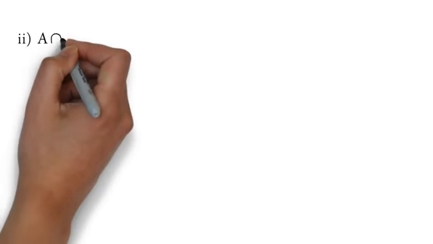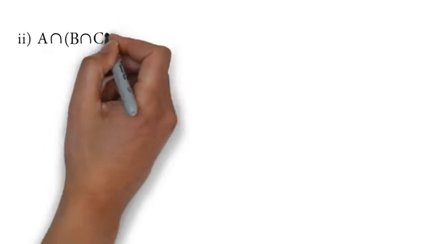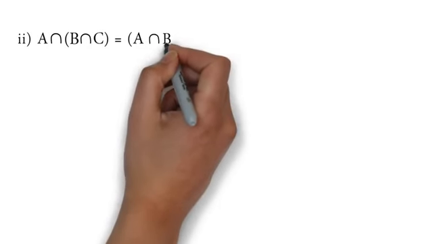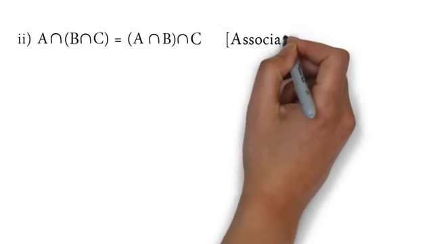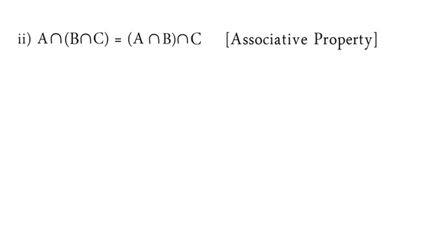Second, A intersection (B intersection C) is equal to (A intersection B) intersection C. This is called associative property.